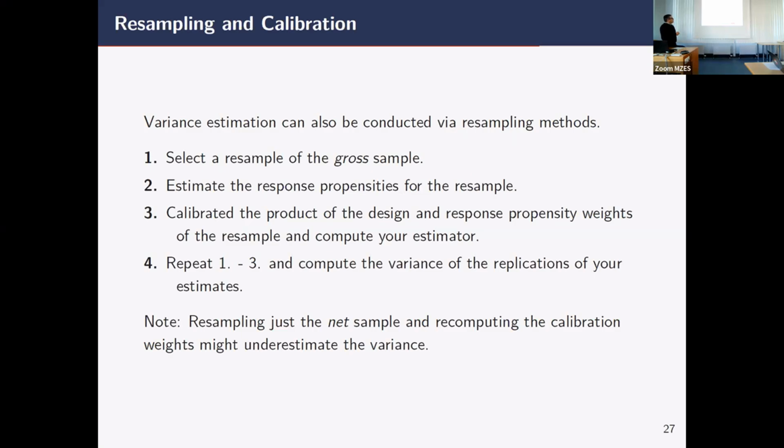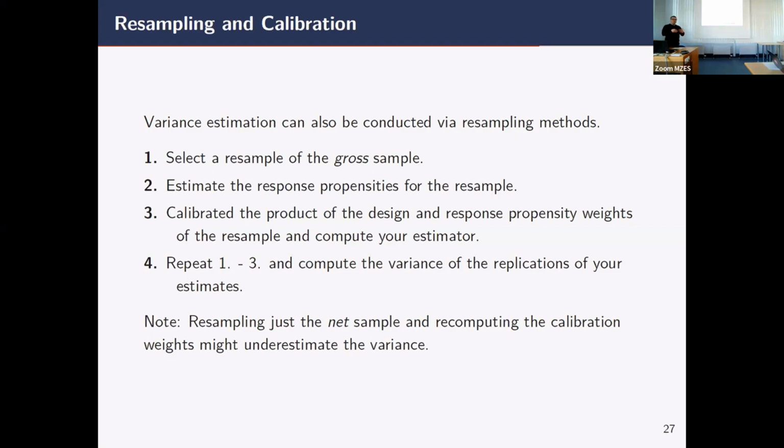So this is a three-step procedure. First, we resample the gross sample. So we have our gross sample that's been selected and went into the field, and that's being resampled. So then we have a reshuffle of that gross sample. And then we estimate the response propensity of that resample.